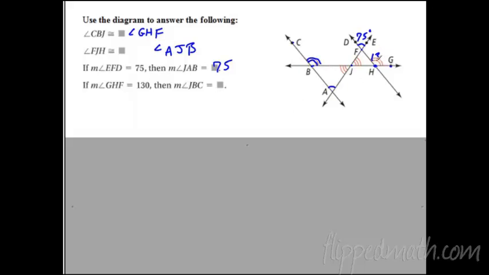That's 130. It's saying JBC. Where's J to B to C? That's the one it's congruent to. Those are nice. Those are like gimmies. They're the same, so we can say they're equal to each other. Same angle. Very nice. All right.